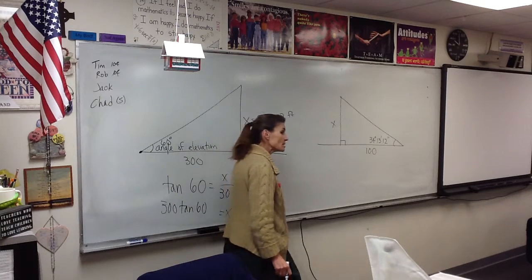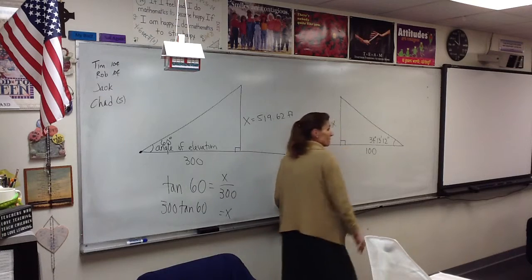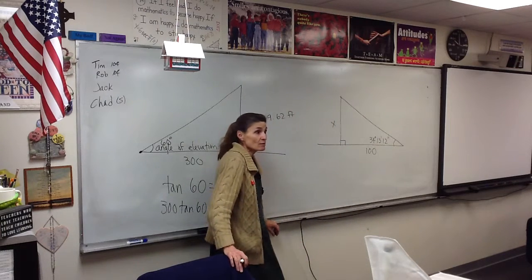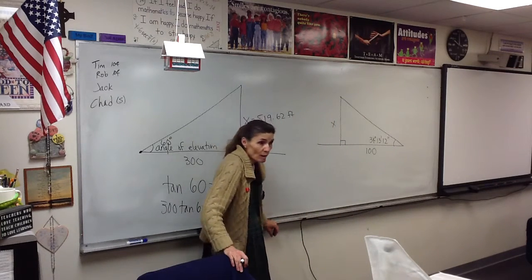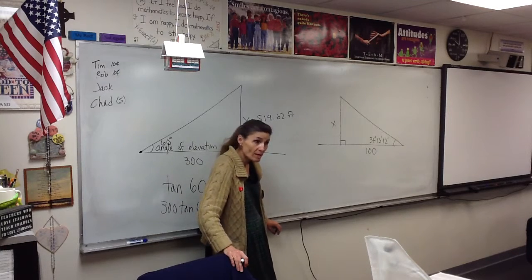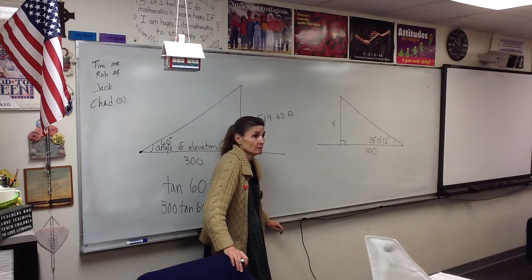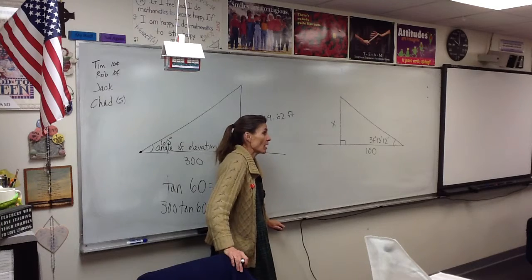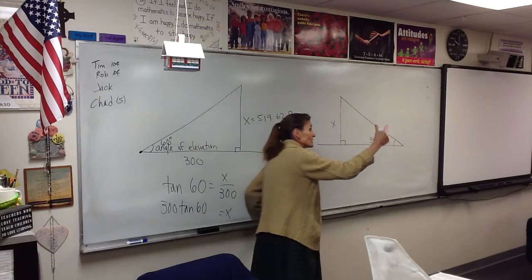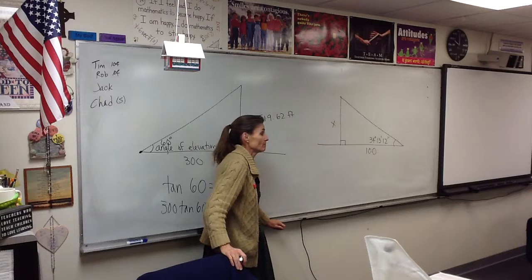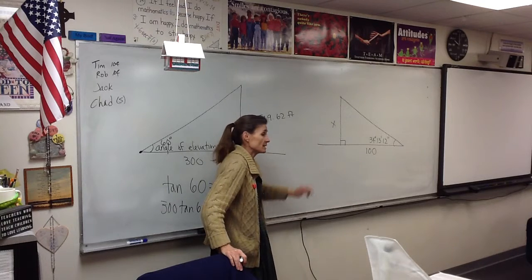So the first thing you have to be able to do is draw that picture. If you can't draw that picture, you cannot get the right equation, because your equation is going to come from your picture. And the equation you write is going to be either a sine, cosine, or tangent equation. So what do you think? Take a look at it.